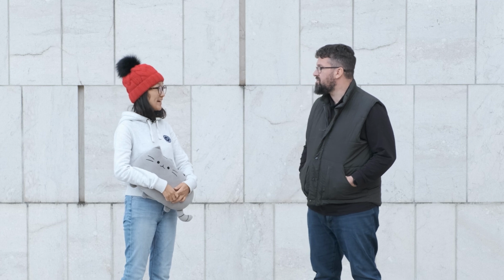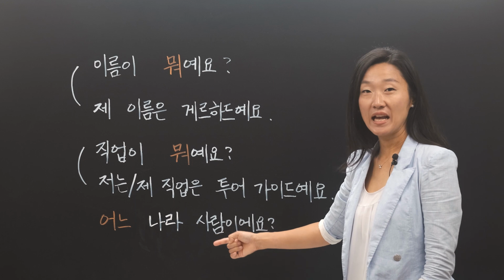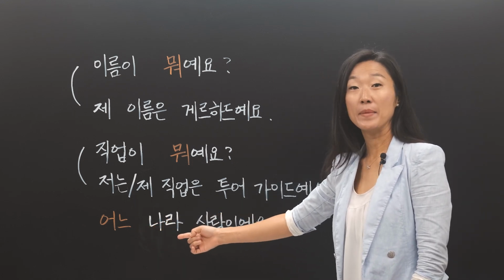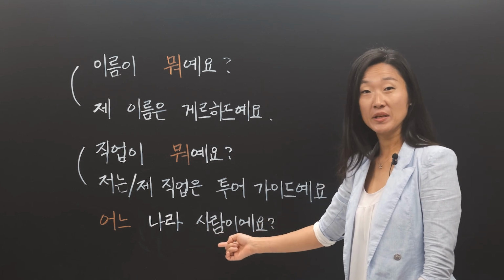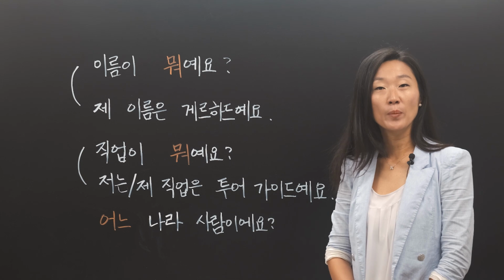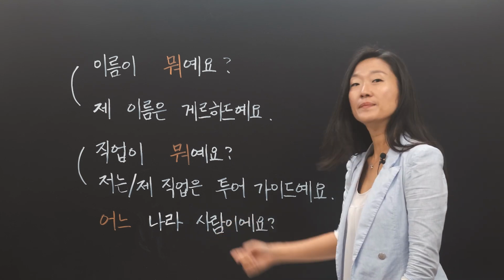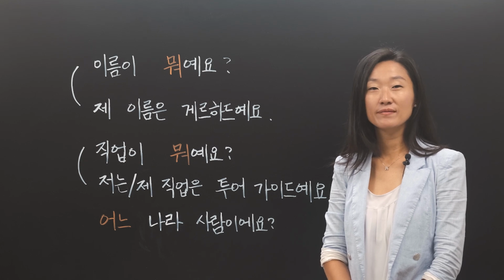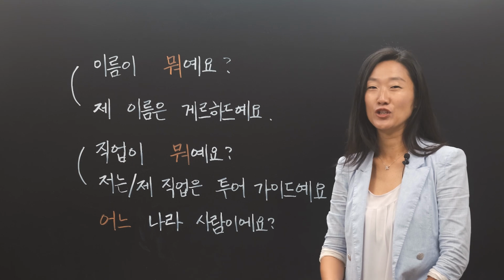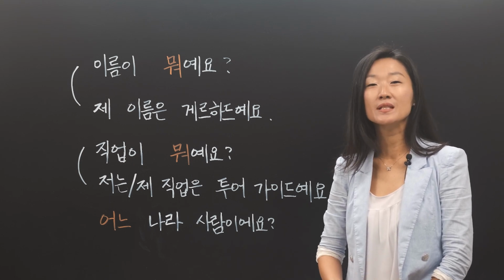한국 사람이에요. 한국 사람. Let's break it down. 어느 나라 사람이에요? 어느 means which, 나라 means country, 사람 means person. 이에요 is the polite form of to be used after a consonant, 람. 어느 나라 사람이에요? The way we ask about someone's nationality is different from English. In Korean, we literally ask, which country's person are you?